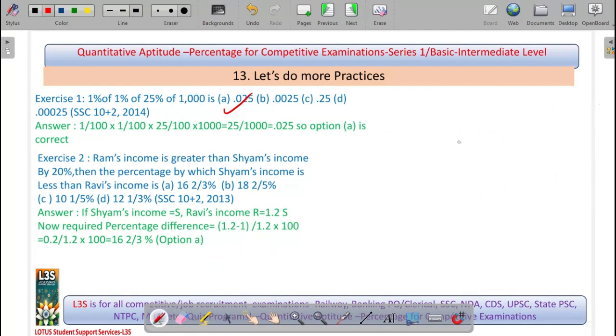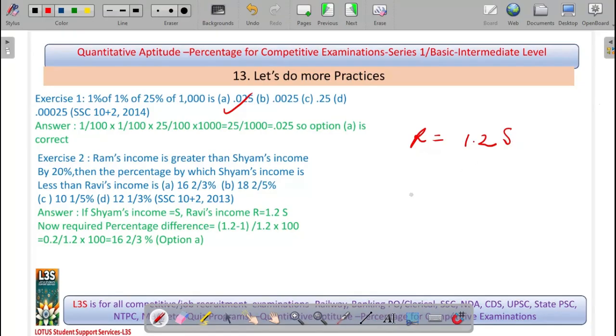Next question is, Ram's income is greater than Shyam's income by 20%. Then the percentage by which Shyam's income is less than Ram's income is. These are the options. So let's consider Shyam's income as S and Ram's income R. Now what is given? Ram's income R is equal to 20% more than Shyam's income. So 1.2 S. Ram's income is 1.2 into S. Now the percentage by which Shyam's income is less than Ram's income.